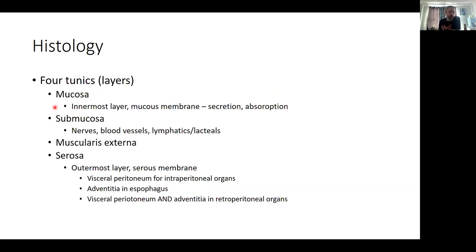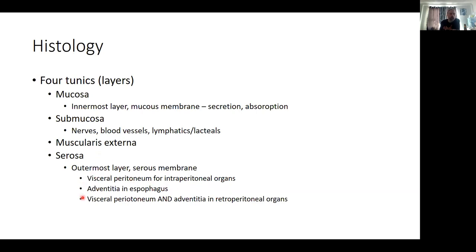Surrounding the mucosa, we have the submucosa, which is where we find nerves, blood vessels, and lymphatics, or lacteals where present. We have a two-layered muscularis externa, with two layers of smooth muscle, a longitudinal and a circular layer here. And then the outside layer is the serosa. This is the serous membrane. This is the visceral peritoneum.